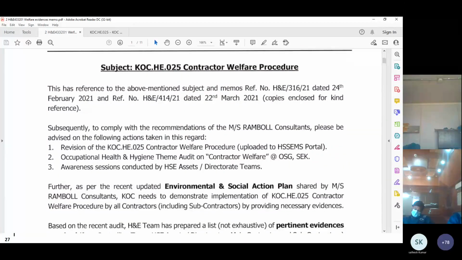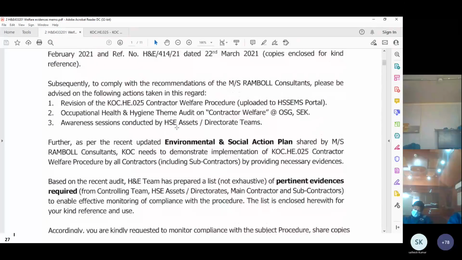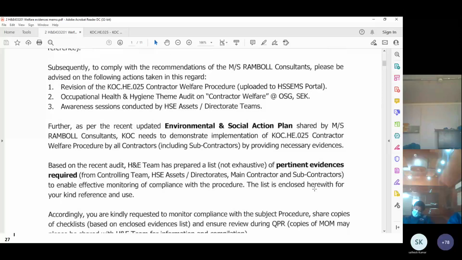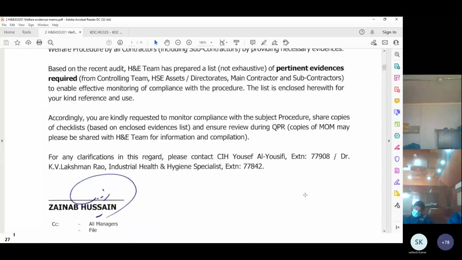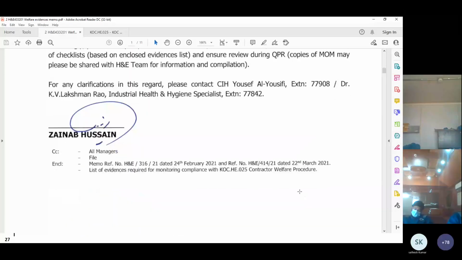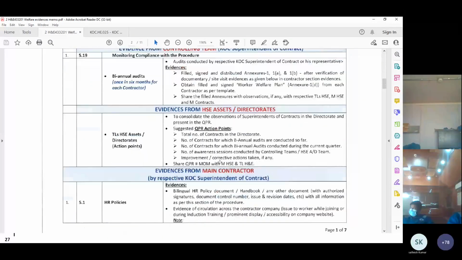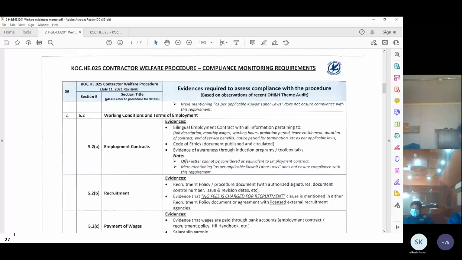Okay, there are pertinent evidences required from the controlling teams, HSE asset directorates, main contractor and subcontractor. It's very detailed and very simplified information they have given. We thank the H&D team for that. If you see this particular slide, which I'm showing you, the evidence from the controlling team for biannual audits, what are the evidences? For the TL HSE assets evidences, and let's focus on the contractors, HR policies, for example.